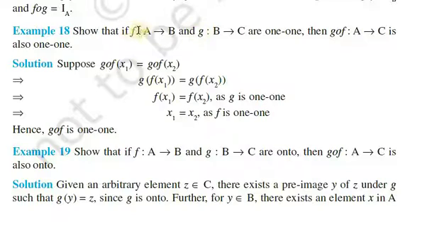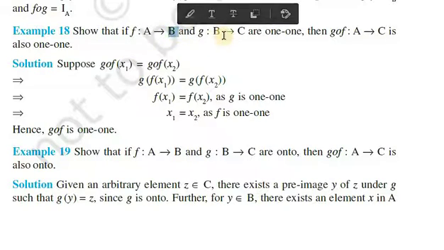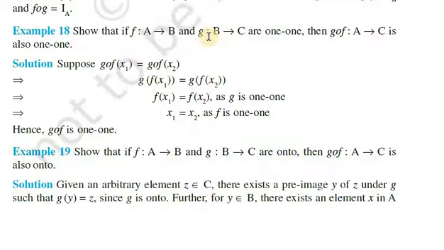First of all, f goes from A to B and g from B to C. So you see the codomain of f is equal to the domain of g. Therefore we can define g of f.